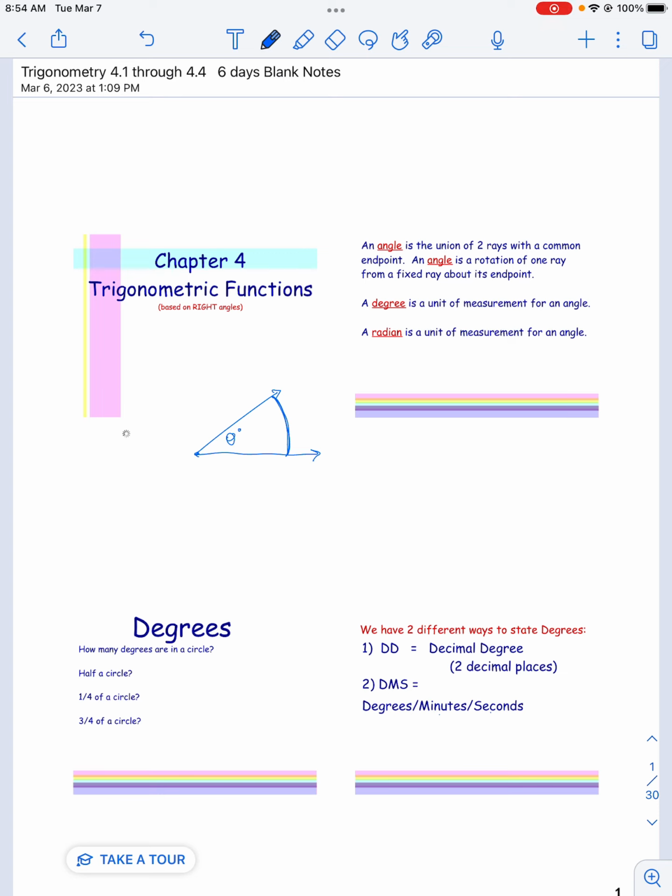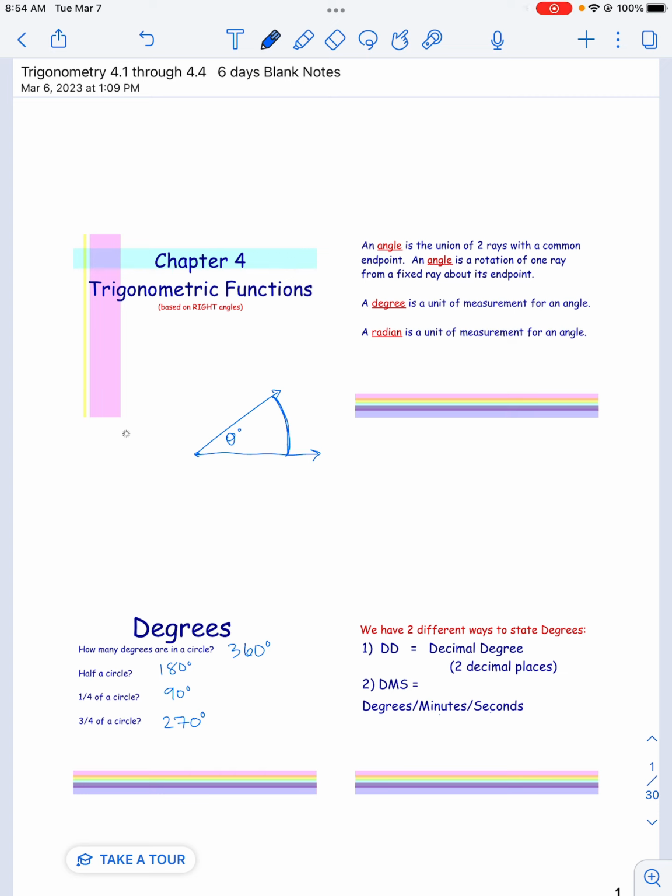For now, though, I want to review that there are 360 degrees in a circle, therefore 180 degrees in half of a circle, 90 in a quarter of a circle, and 270 degrees in 3/4 of a circle.